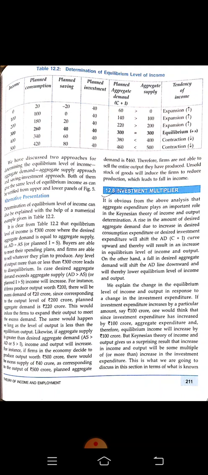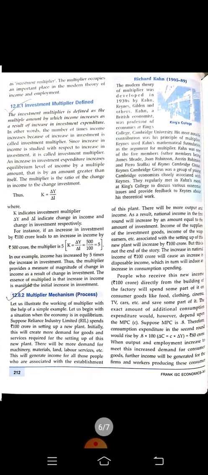A rise in the amount of desired aggregate demand due to an increase in the desired consumption expenditure or desired investment expenditure will result in an increase in the equilibrium level of income and output. On the other hand, a fall in the desired aggregate demand will lower the equilibrium level of income and output. We explain the change in the equilibrium level of income and output in response to the change in the investment expenditure.